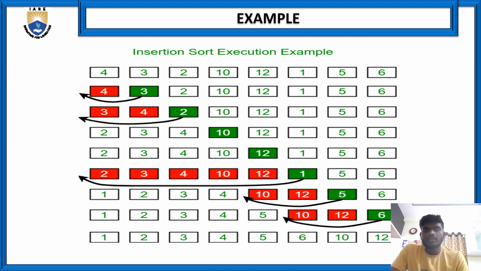Then comparing 2 and 3, as 2 is smaller than 3, shift their places, and then compare 3 and 10. As 3 is less than 10, it remains the same. Then compare 10 and 12, 10 is less than 12, so no shifting. Then compare 12 and 1, 1 is less than 12, so shift those places. Similarly 5 is less than 12, shift, and 6 is smaller than 12, so shift those places.